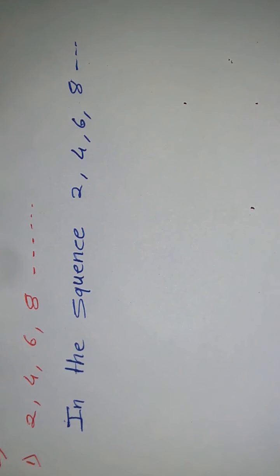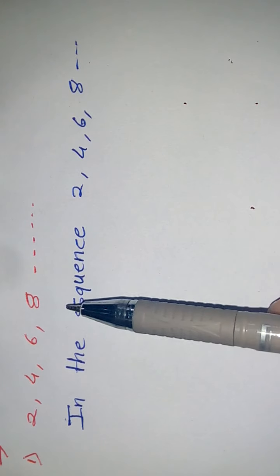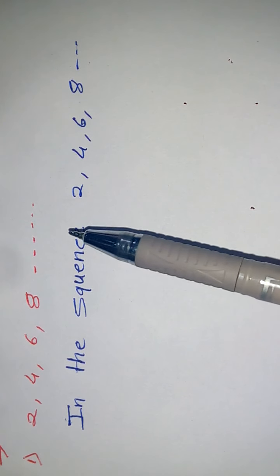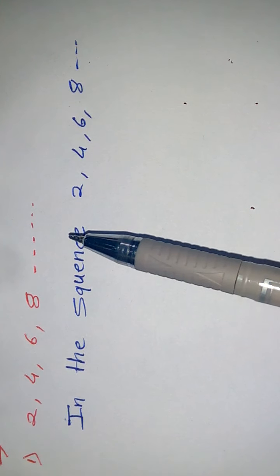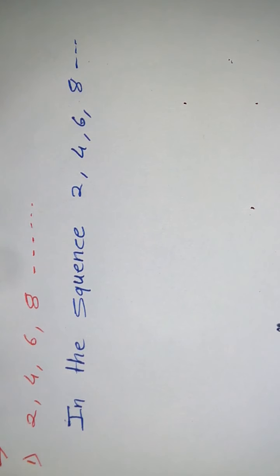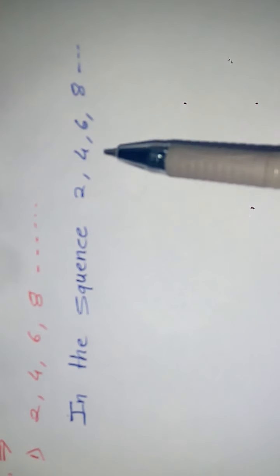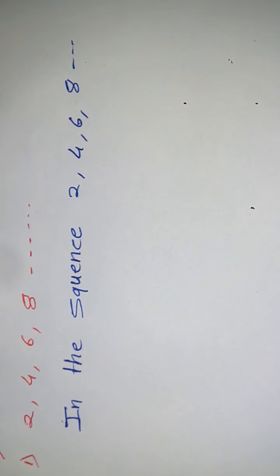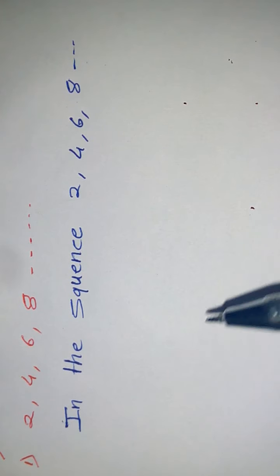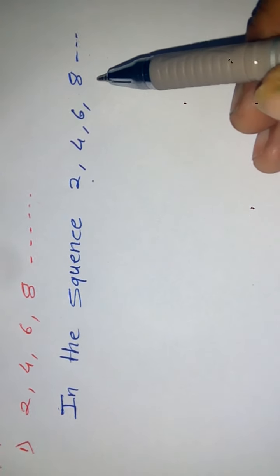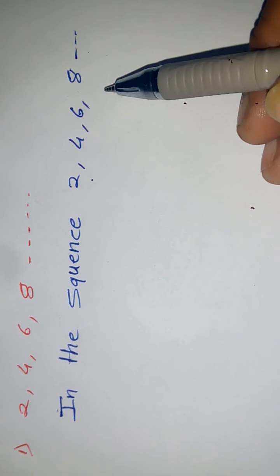First example. We have the sequence 2, 4, 6, 8. We have to identify which of the following sequences are AP. If they are AP, find the common difference. Here in the sequence 2, 4, 6, 8, the terms are given. So first write down the terms.